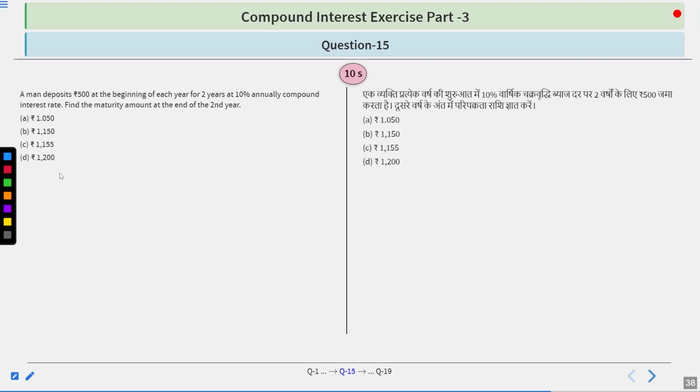Next, a man deposits rupees 500 at the beginning of each year for 2 years at 10% annually compound interest rate. Find the maturity amount at the end of the second year. And the options are option A, rupees 1,050. Option B is rupees 1150. Option C is rupees 1155. And option D is rupees 1200. These are the options. And I'm giving you 10 seconds to find the correct answer. After that, I will do the solution.